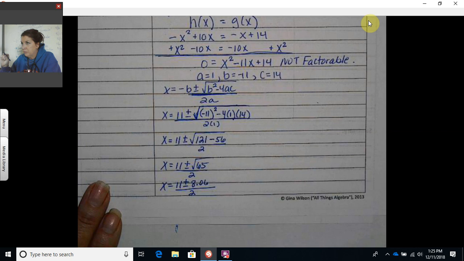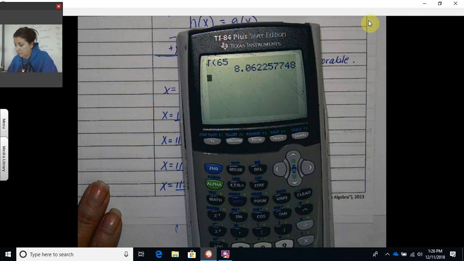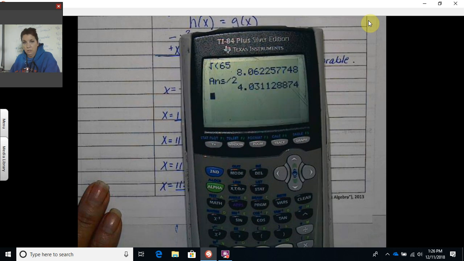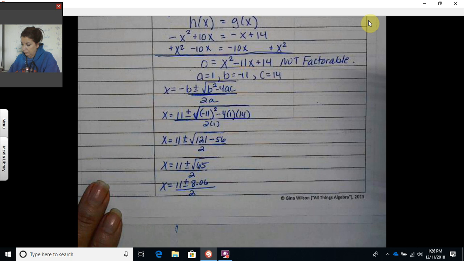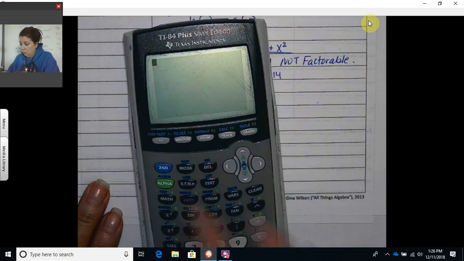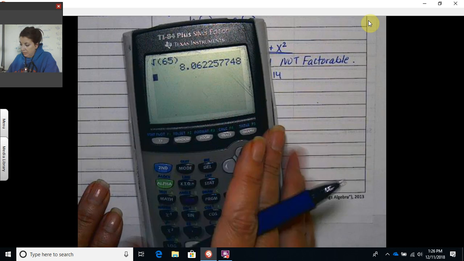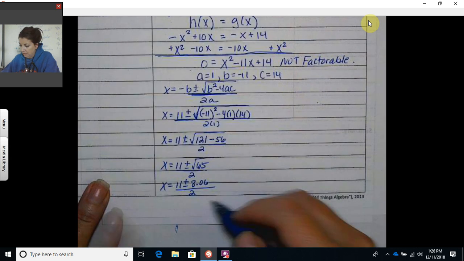Square root of 65 is 8.06. Oh wait, I didn't mean to divide that by 2 yet. I just meant to do the square root of 65. Is 8.06225774. Okay. So now I'm going to separate that into 2 separate pieces so I can simplify it further.